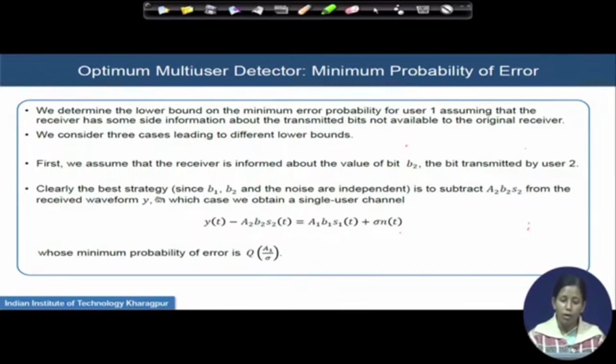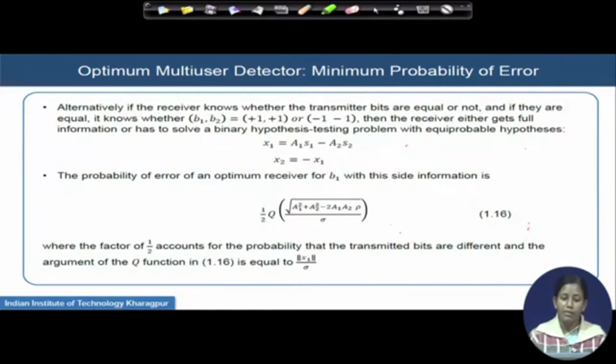So what is the best strategy? As B1, B2 and the noise are all independent of each other, I can subtract the component related to B2, that is A2 B2 S2(t), from the received signal, and you end up with the contribution of the intended user 1 plus noise. This is a very easy conventional single user structure, and we can approximate the error probability by the Q function given by A1 by sigma.